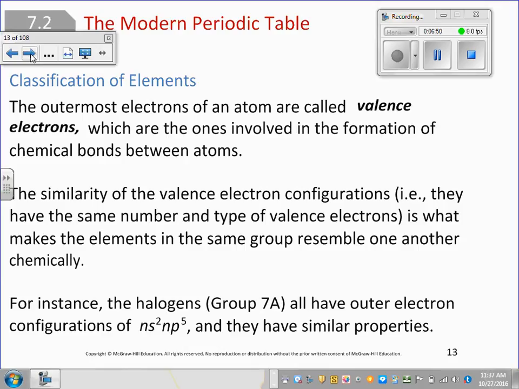So if you look at sodium, 1s2, 2s2, 2p6, 3s1, and potassium, 1s2, 2s2, 2p6, 3s2, 3p6, 4s1. Sodium ends in 3s1, potassium ends in 4s1. The valence electrons are the electrons in the highest quantum number. So when we look at the electron configuration, we see which has the highest number. The highest quantum number in sodium is 3. There's 1 electron, so there's 1 valence electron in sodium.